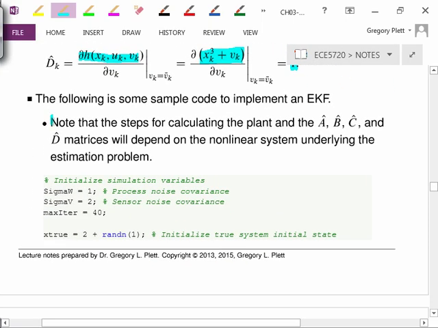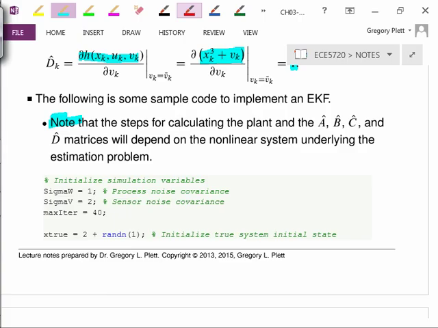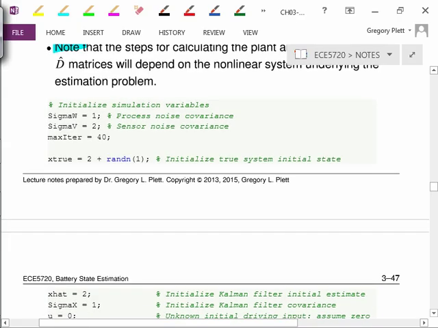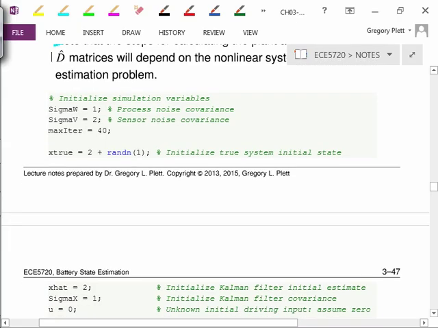And there is a note that in this code, the steps for calculating the A hat, B hat, C hat, D hat matrices depend on the nonlinear system. We just derived for this system what those matrices would be, but of course for any other system there would be different matrices that would have to be implemented. If you have it handy, you might put this code side by side with the linear Kalman filter code, and you'll see that there are a lot of similarities in the code, and it might be instructive to see where they're the same and where they are different.